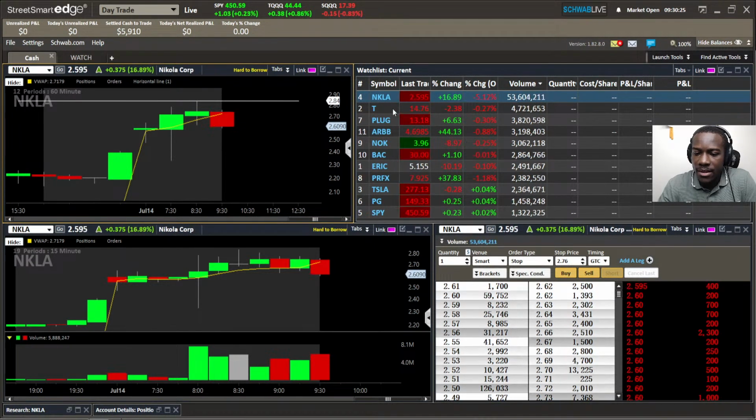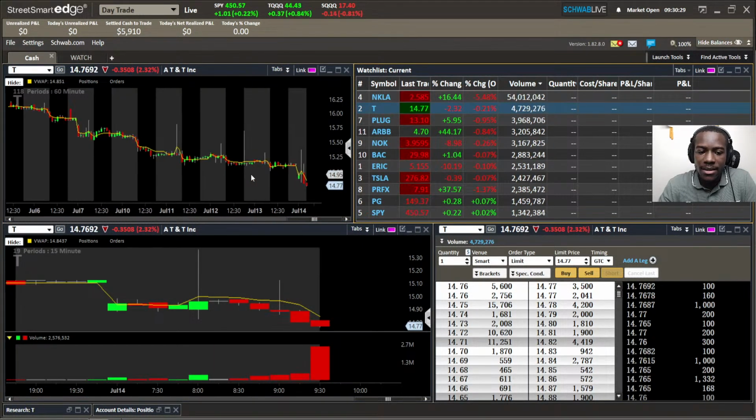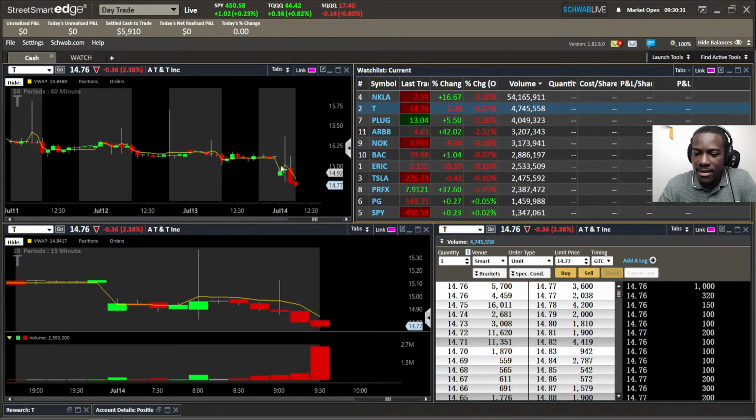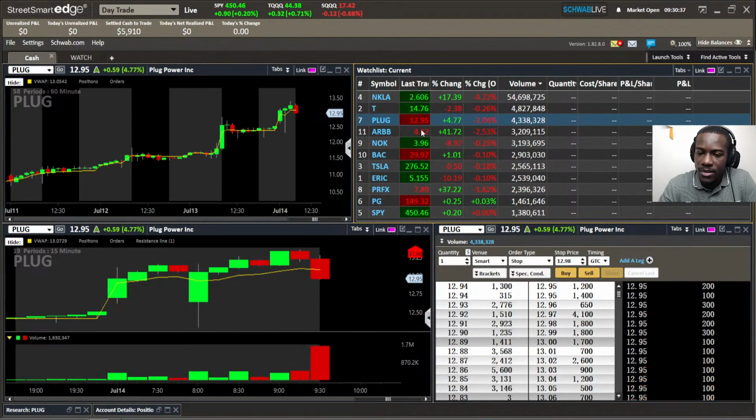AT&T popping up there, going down, I guess. Nice. Keep going down, AT&T. That's one of my dividend stocks, and as it comes down, I just get a little bit more. Get a little bit more. Pays me a nice little dividend.